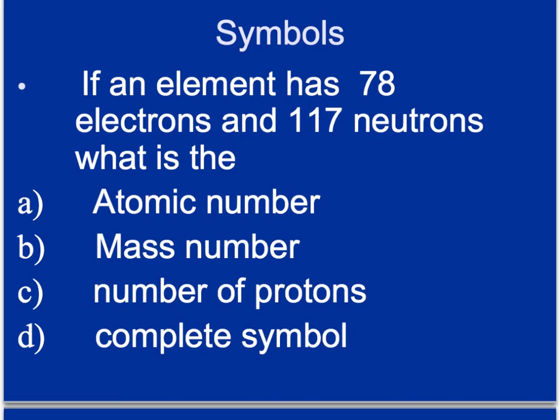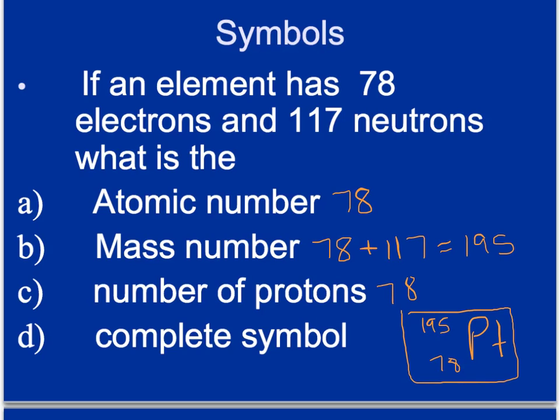Here's another example, so go ahead, pause the video, work through it, come back and match up your answer. For this one, it said that there were 78 electrons. Remember we said that the number of electrons is generally the same as the number of protons when we're working with a neutral atom. So the atomic number was 78. To find the mass number, I took the number of protons and the number of neutrons, and it came up to 195. And so here's our complete symbol, and it happens to be platinum with its atomic number of 78 on the bottom and its mass number of 195 on the top.